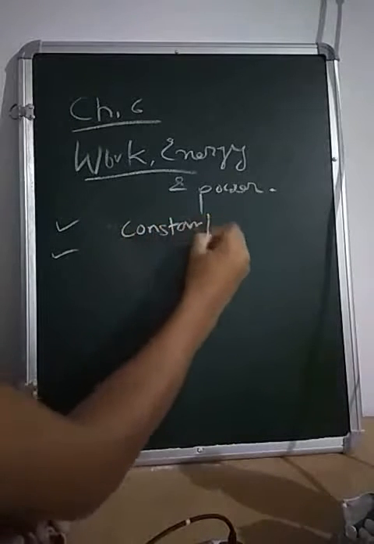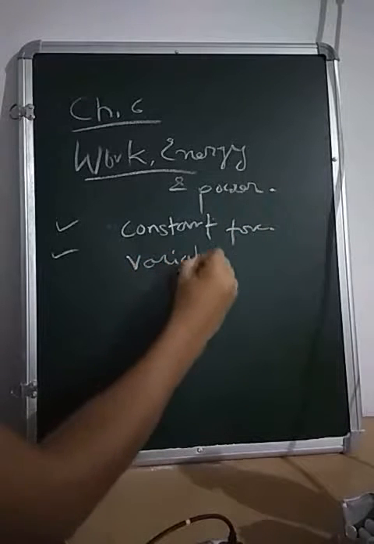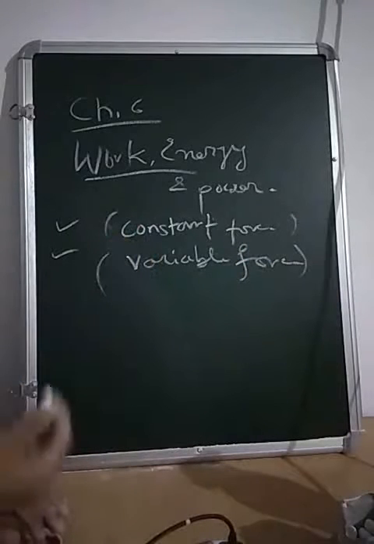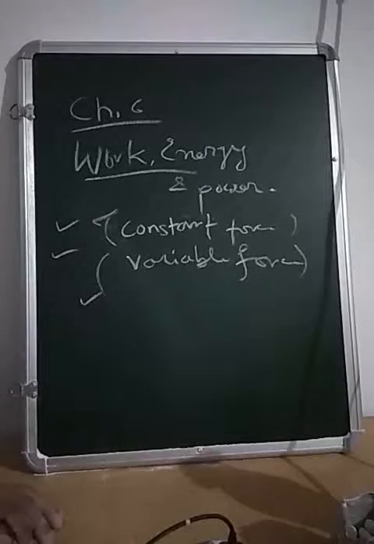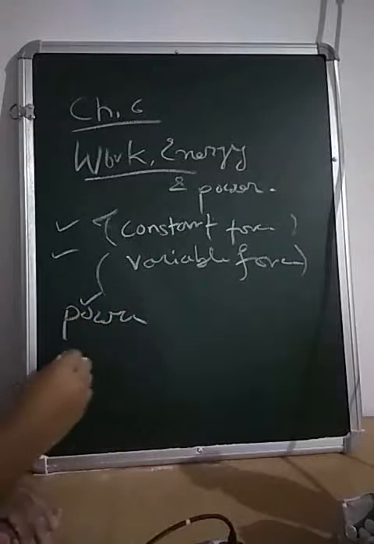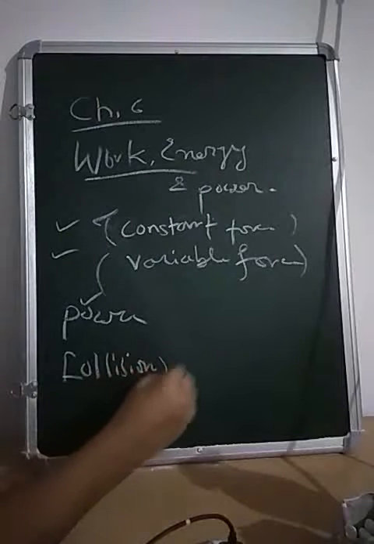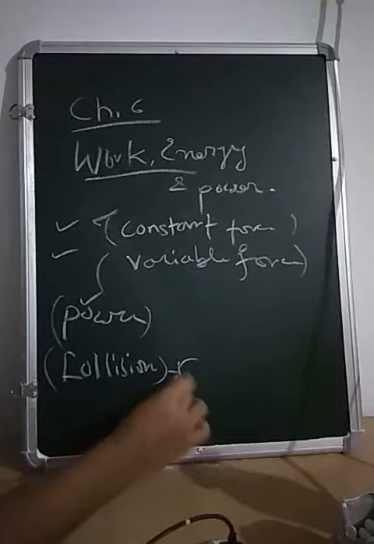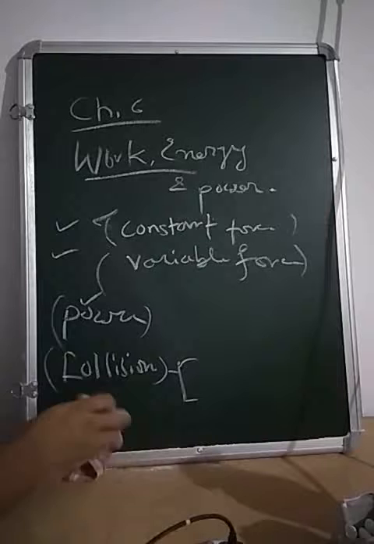We'll discuss the difference between constant force and variable force, and calculate the work done in the case of constant force and in the case of variable force. Then we will discuss power. And we have to discuss collisions between two bodies. Collisions are elastic, inelastic, and there are different cases. We'll discuss.